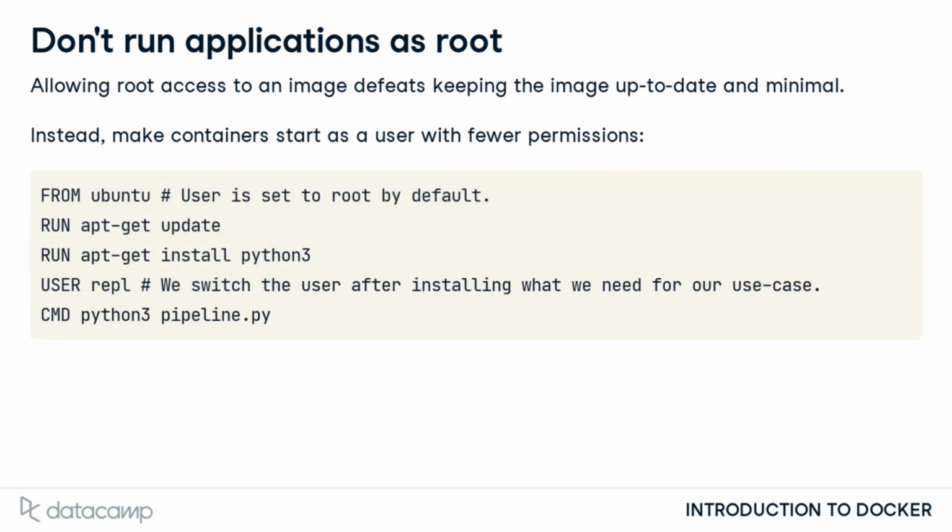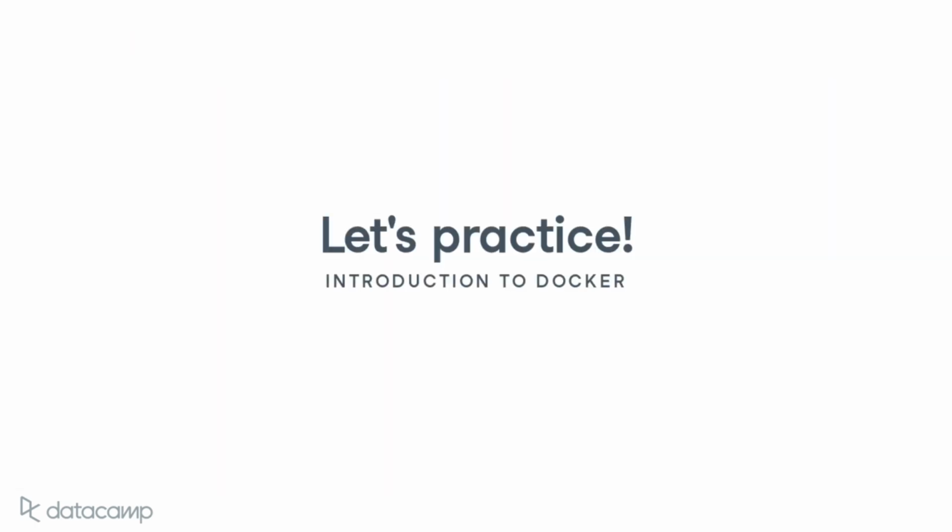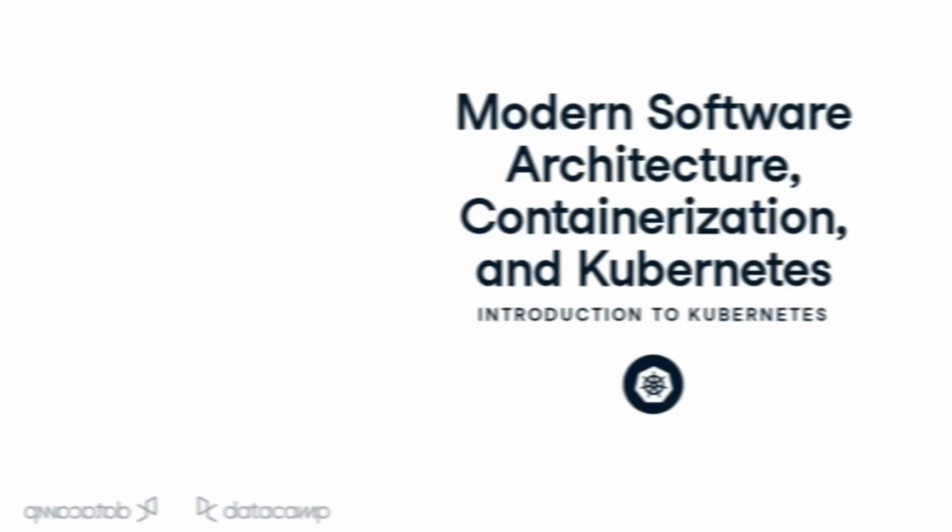If, for example, we change the user before the CMD instruction that starts our pipeline, we ensure that any malicious code in the pipeline does not have root access in our container. Keeping these best practices in mind will put you on the right track to safely working with Docker.